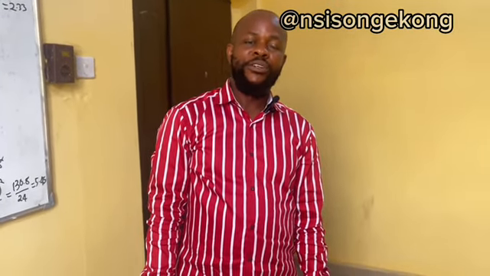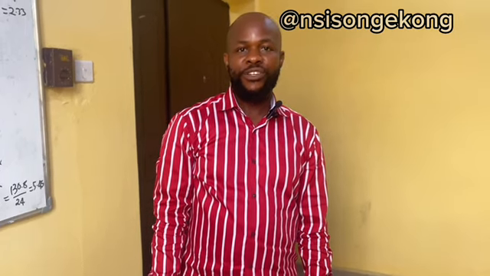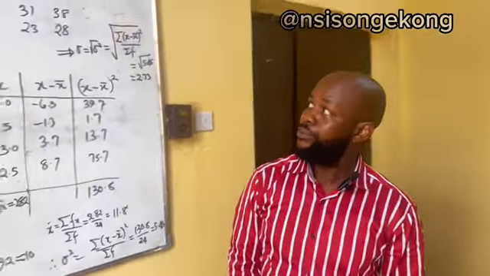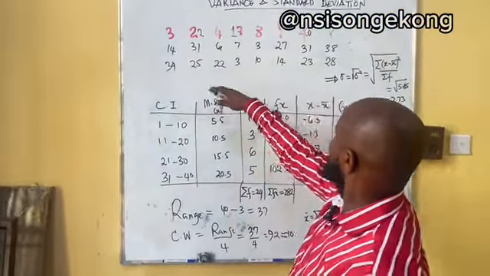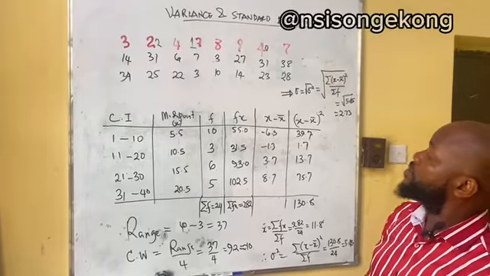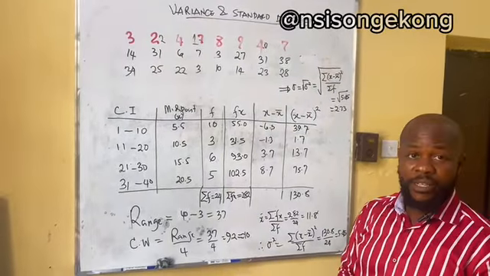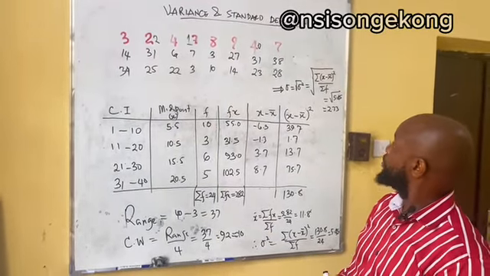Today we'll be talking about variance and standard deviation. If you are given a simple data set, how do we obtain the variance and standard deviation? Now let's go to the board. So we have a data set on the board here consisting of 24 data points. That's the size of the data, n equals 24.